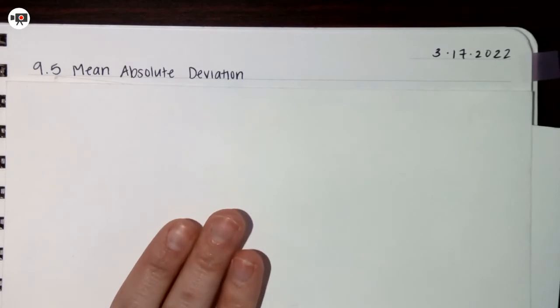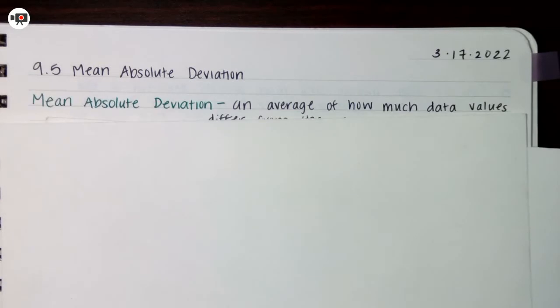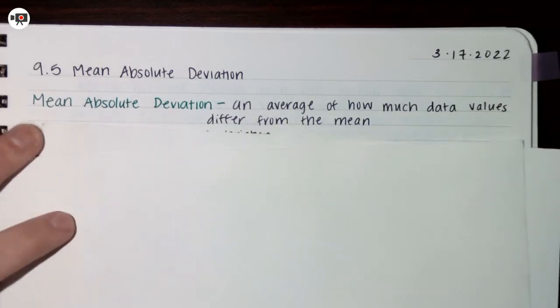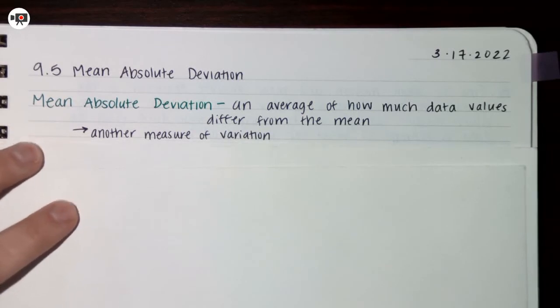This is 9.5, mean absolute deviation. The mean absolute deviation is an average of how much the data values differ from the mean. This is another form of variation.